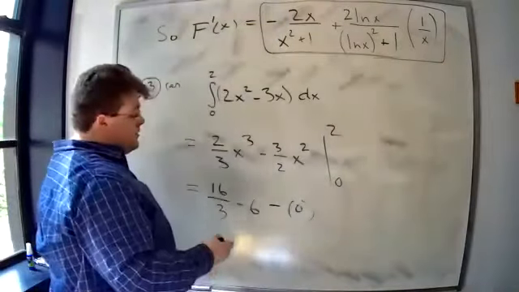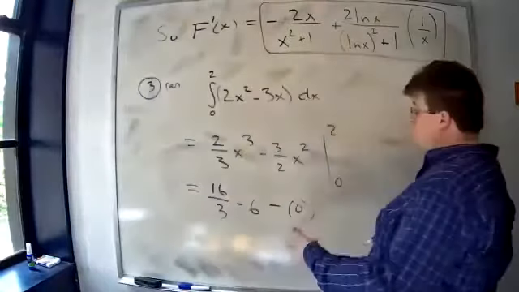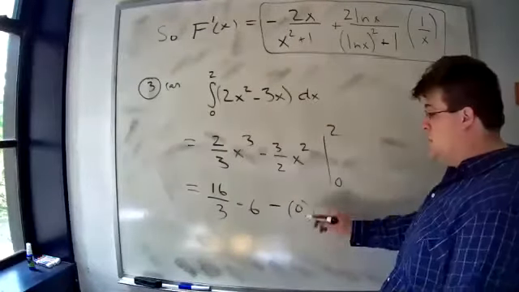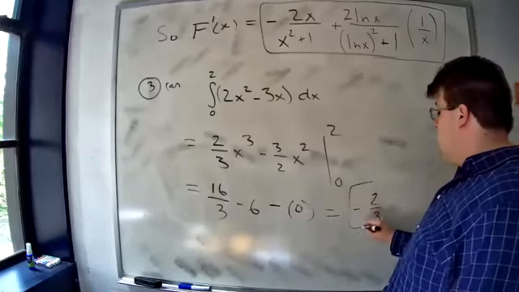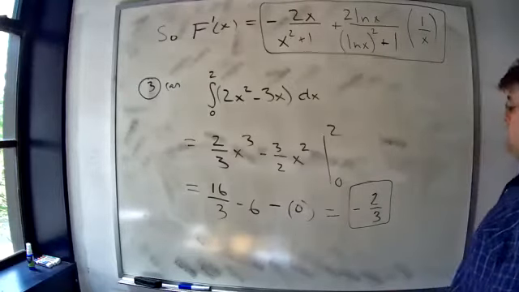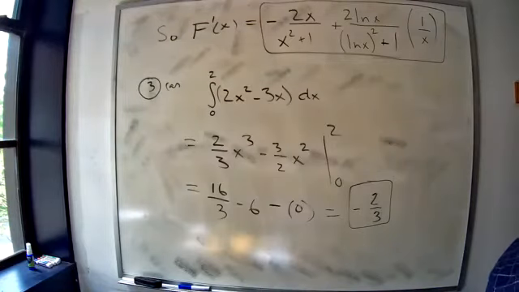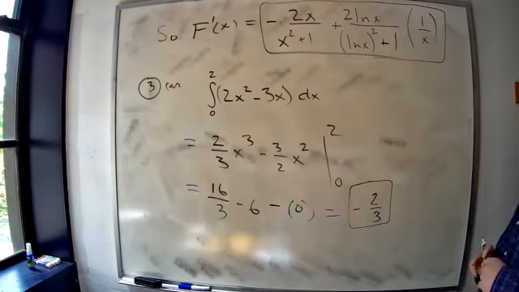Minus 0 minus 0, since substituting 0 does give a 0 again here. 16/3 minus 6, 16/3 minus 18/3, negative 2/3. Any questions about part A?